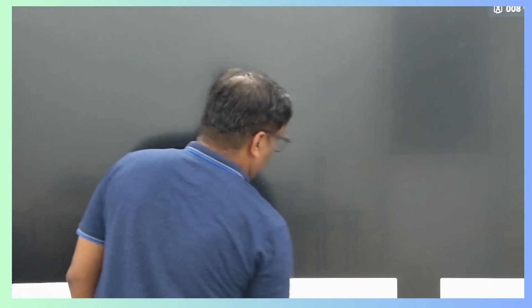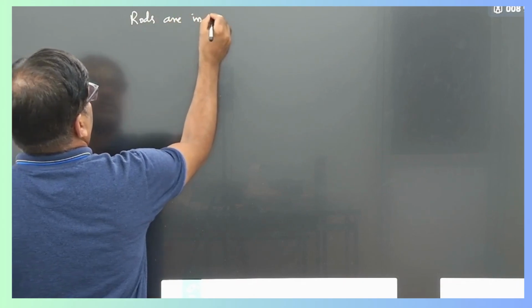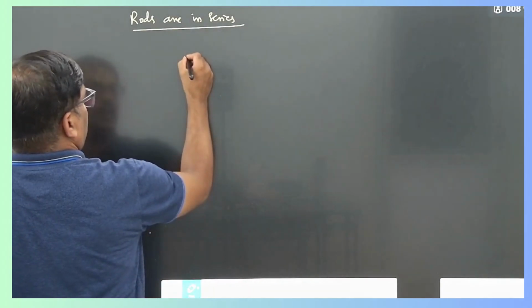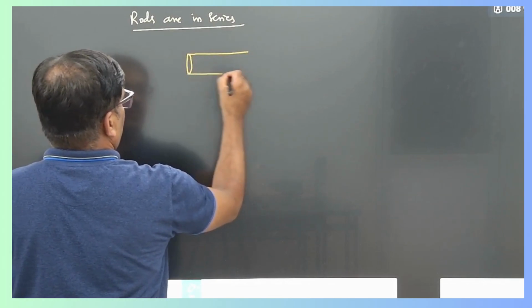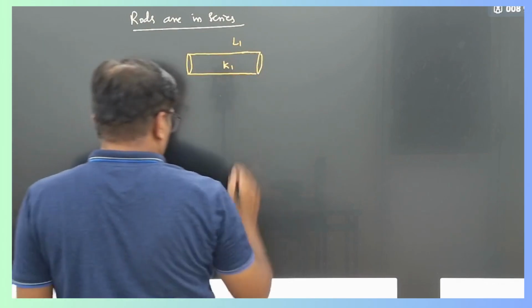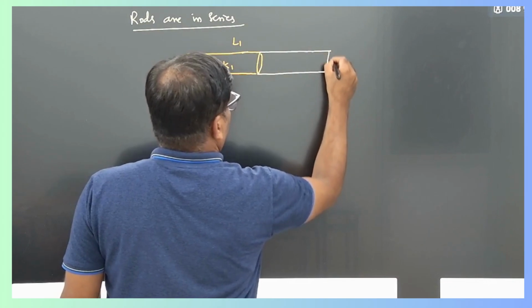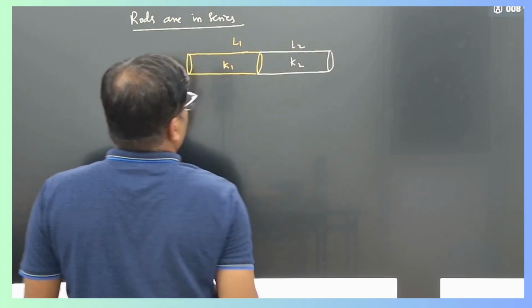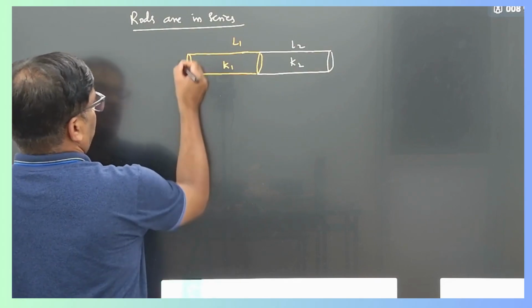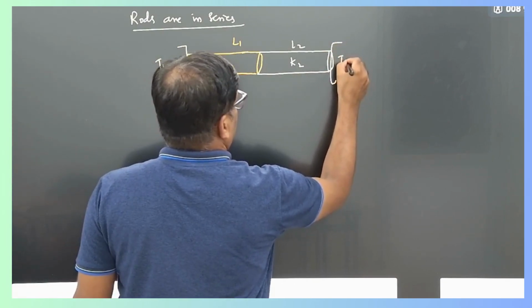Now we'll go for rods connected in series. Suppose there are two rods. This is one rod of length L1 having thermal conductivity K1, and one more rod here, having thermal conductivity K2 and length L2. The area of cross section we will take as the same. They are maintained at a temperature difference, with temperatures T1 and T2, delta theta.